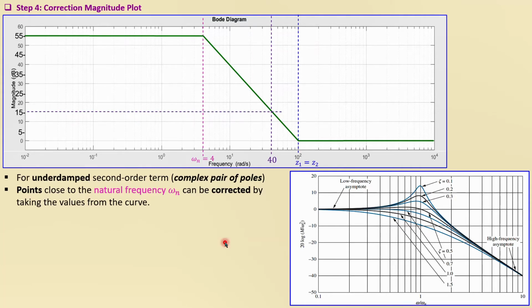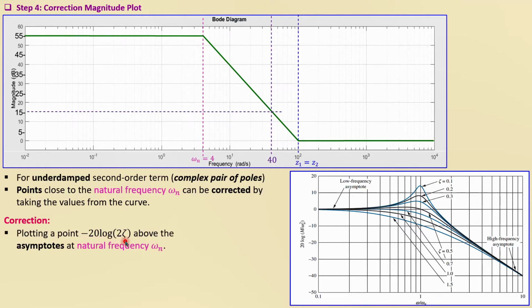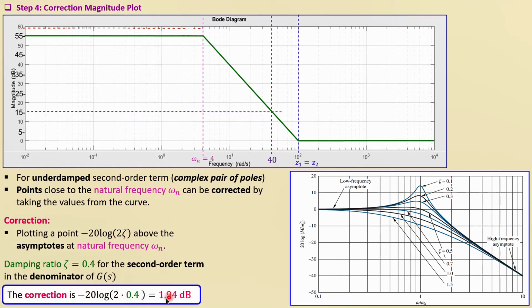Now, how much I need to add depends, of course, on the zeta. We have this formula, minus 20 log 2 times the zeta. That is how much I have to correct for this asymptotic value. So we said 55.9, but for this system the damping ratio is 0.4. If I substitute this in here, I will get 1.94 dB. So approximately 2 dB I have to add here. This is 55.9, which is our asymptotic line, and I have to add 1.94 dB to it.